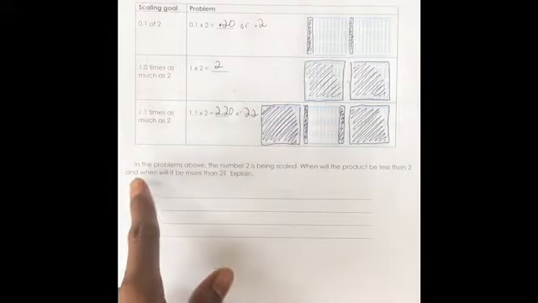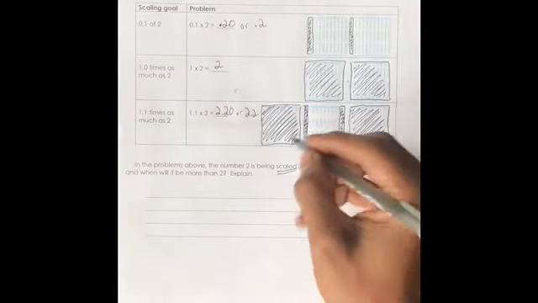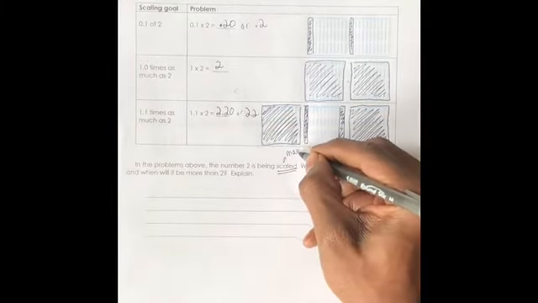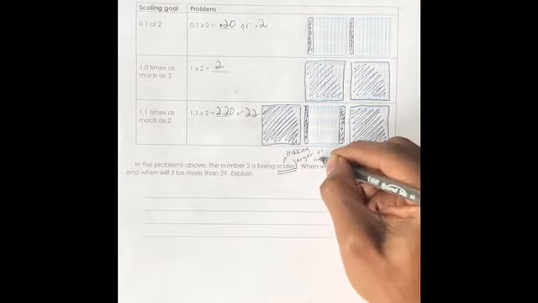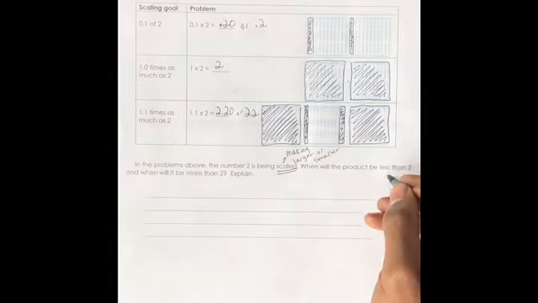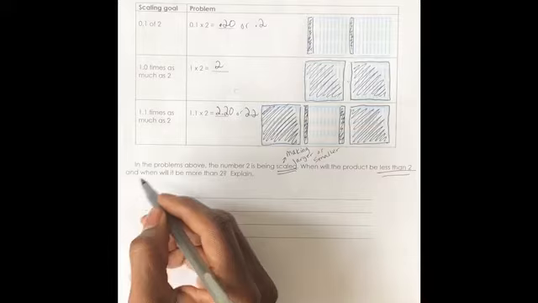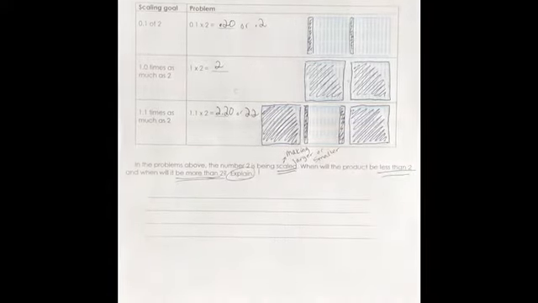So those are the answers for these first 3 problems. I want you to take a minute and try to solve this, the open-ended portion here that says, in the problems above, the number 2 is being scaled. And in this case, that just means making larger or smaller. When will the product be less than 2? And when will the product be more than 2? Explain your answer. So they're asking for 2 answers here. When will it be less than 2, and when will it be more than 2?